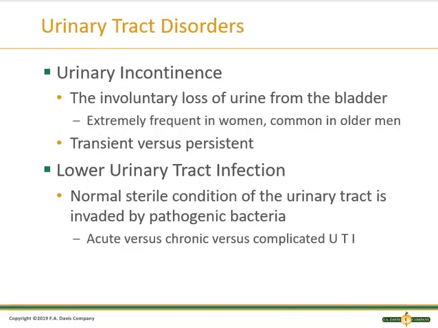Next, let's talk about some urinary tract disorders. And the first one is going to be urinary incontinence. This is the involuntary loss of urine from the bladder, most frequently seen with women, but can be seen in older men. Just to give you a little number, urinary incontinence affects more than 25 million Americans. It has a direct cost of greater than $26 billion per year. And one study estimated that over 40% of American women are affected.